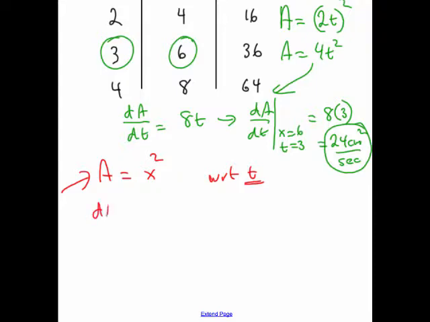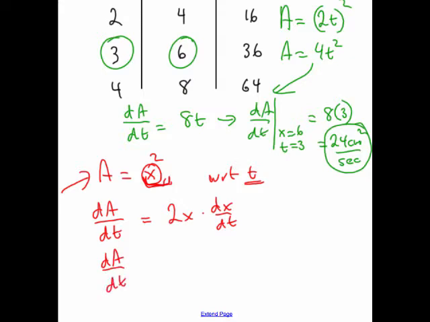So I'm going to do the derivative of A with respect to time, which is going to be 2x. And remember, since this is to be thought of as a chain rule, x is related to t, I need to do the derivative of x with respect to t, which is dx/dt. Okay, so there's the rate of change of A with respect to time. Now the question was to find the rate at the moment when x is equal to 6. Alright, well, I can go 2 times 6.